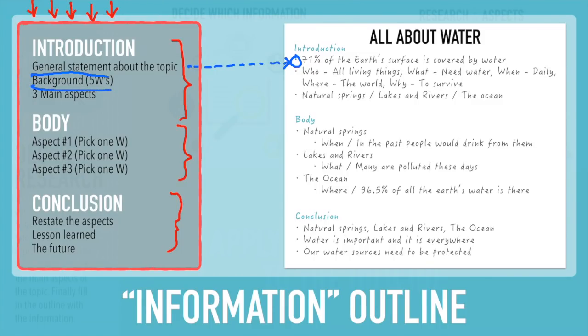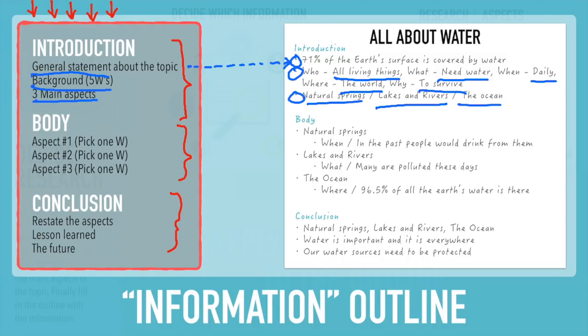Remember the who, what, when, where, and why. So what I did was I said for who, all living things. What, need water. When, daily. Where, the world, and why, to survive. Okay, these are facts about water and animals and human beings that need water. Then 3 main aspects of water: natural springs, lakes and rivers, and the ocean. So the introduction is giving kind of a precursor or information in advance about the topic we're going to discuss, okay? Now, let's go down to the body.